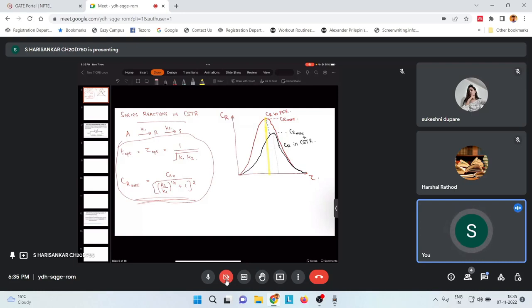Okay, so for optimum time also we can see, this is tau optimum for CSTR and this is the tau optimum for PFR, right? Because we have also learned that for a given conversion, the space time required in a PFR will be lesser compared to a CSTR for a positive order reaction. So these are just some graphical representations of these things.